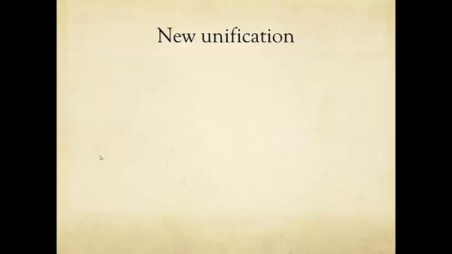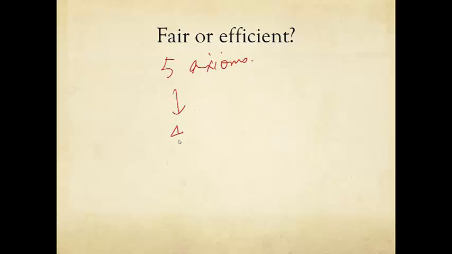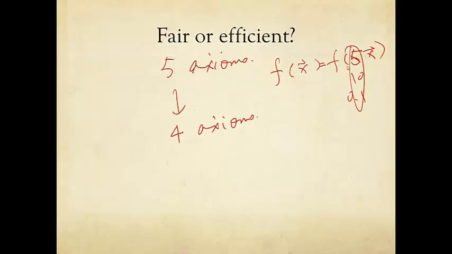So now we have a new unification. Suppose out of those 5 axioms, we take away one of them and bring it down to 4 axioms. Which one do we take away? The axiom of homogeneity that says this function acting on vector x is the same as this function acting on 5 times this vector x. Okay, or 10 times, or 0.1 times. The scaling doesn't matter. If we strike that axiom away, and then we're left with the other 4 axioms, and then see what happens.